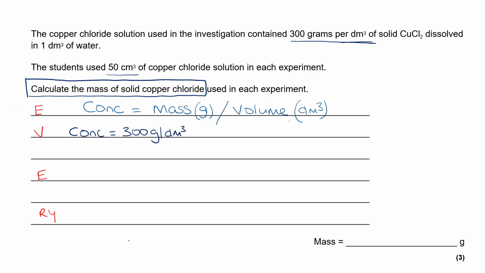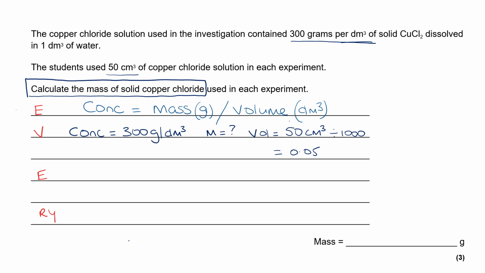Always include your units. It's asking us to calculate the mass, so put in our question mark, and then the volume of our solution is 50 cubic centimetres. Now, as I said, we would need to convert that, and in order to convert from cubic centimetres to decilitres, we need to divide by 1,000. So you can pop that into your calculator and we would get 0.05.